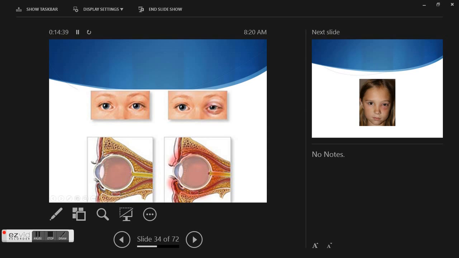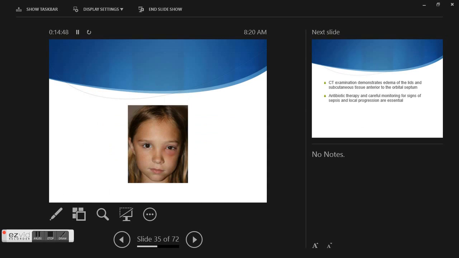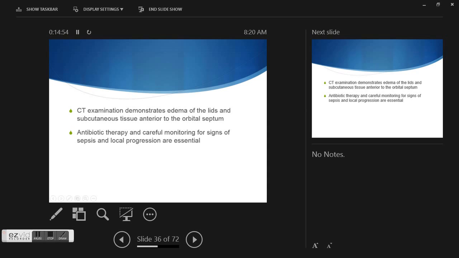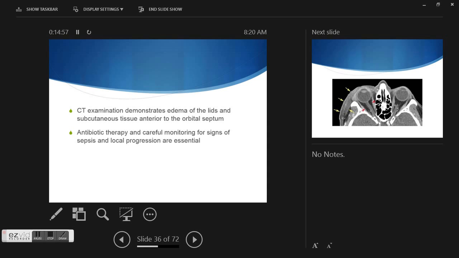And I have a couple pictures here. You can see this is the normal on the left, with marked edema and swelling of the eyelid on the right. And then another picture is of a little girl with swelling of her left eye.